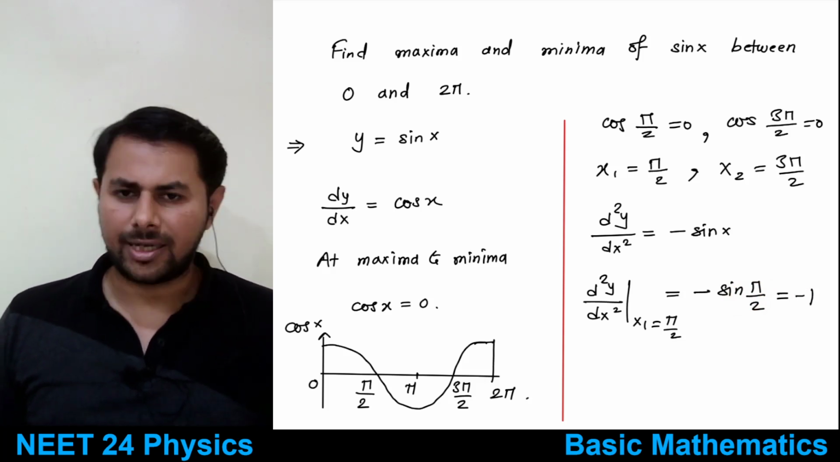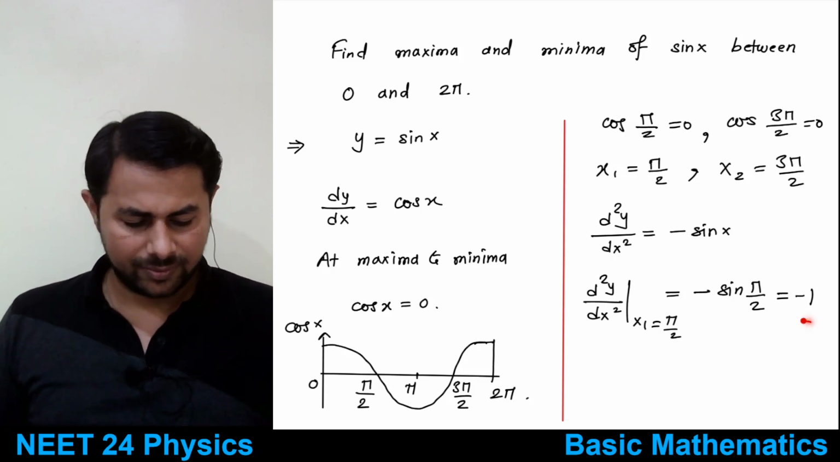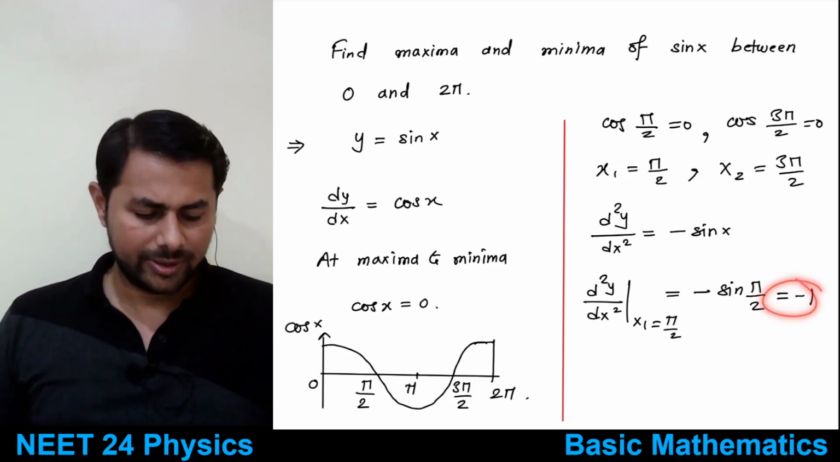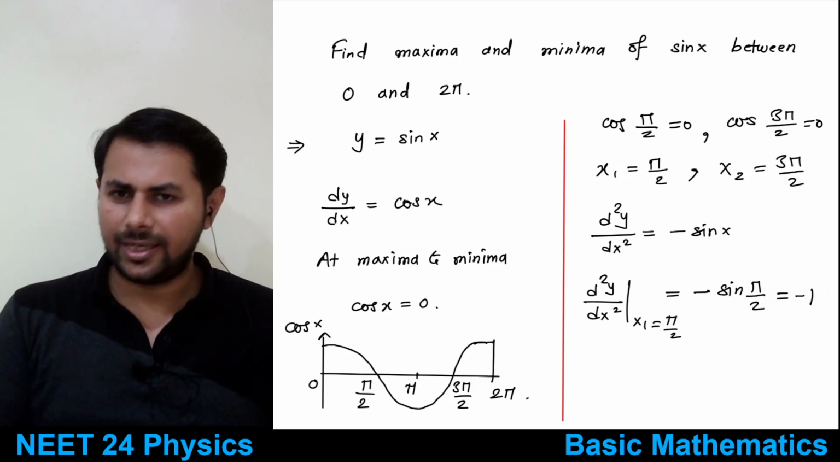So this x1 is maxima or minima? Tell me. Maxima. Good. This is the maxima because the double derivative is negative.